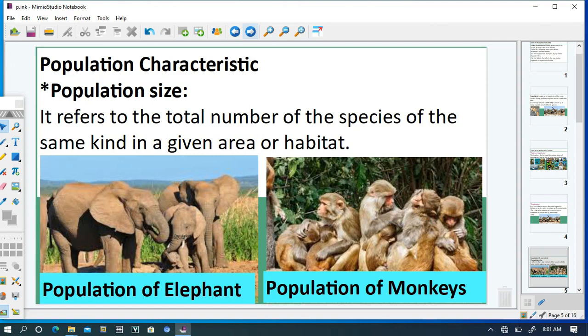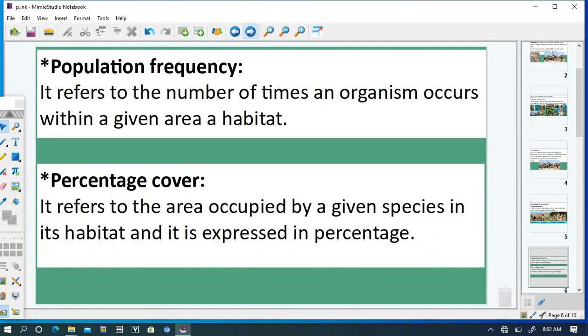The population size. Population size refers to the total number of the species of the same kind in a given area or habitat. While population frequency refers to the number of times an organism occurs within a given area in a particular habitat. And percentage cover refers to the area occupied by a given species in its habitat, and it is expressed in percentage.